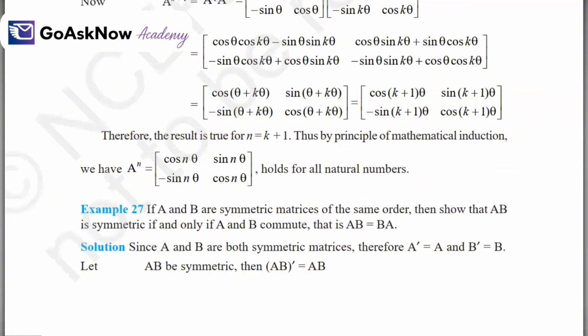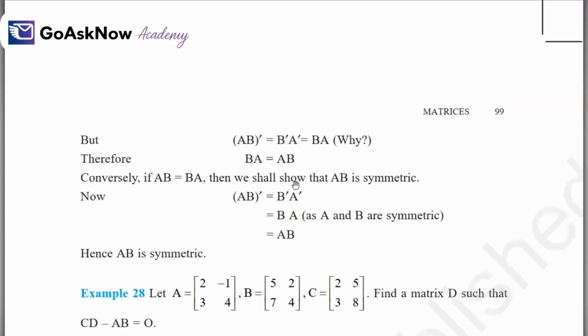Since A and B are both symmetric matrices, therefore A dash will be equal to A and B dash equal to B. Let AB be symmetric. So we assume that AB is symmetric. Then (AB) dash equals what? AB, because if any matrix is symmetric, then its transpose is equal to that matrix only. So (AB) dash is equal to AB.